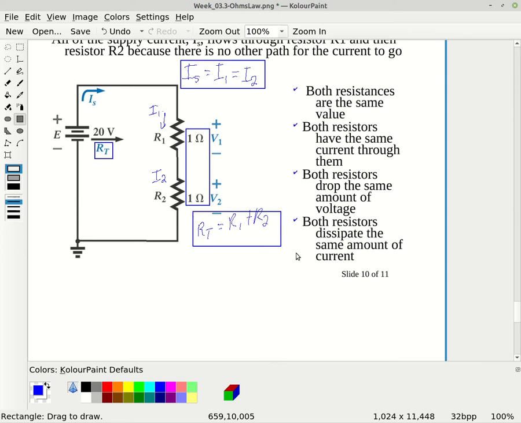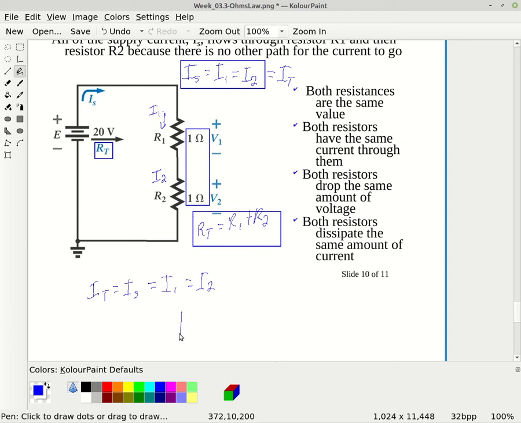So now when we start talking about calculating the total supply current, I should have probably added over here that this current I_S is also equal to the total current. So the total current I total, which is the supply current, which is also the current I1, which is also the current I2, because it's a series circuit. In any way you reference these, they are exactly the same.